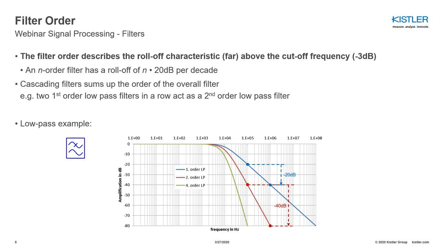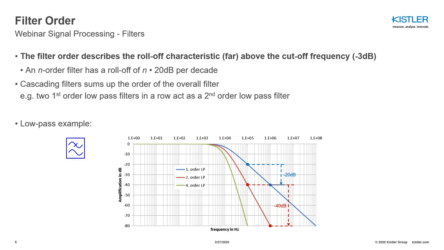If we have a look at the frequency response diagram, we see three different lines. A blue line for a first order low pass, a red line for a second order low pass filter, and a green line for a fourth order low pass filter. Now, if we have a look at the blue line, since this is a first order low pass filter, we would expect a roll-off characteristic of 1 times 20 dB per decade. If we have a look at the frequency point 100 kHz, we are at an amplification of minus 20 dB. 1 decade above, at 1 MHz, we are at an amplification of minus 40 dB.